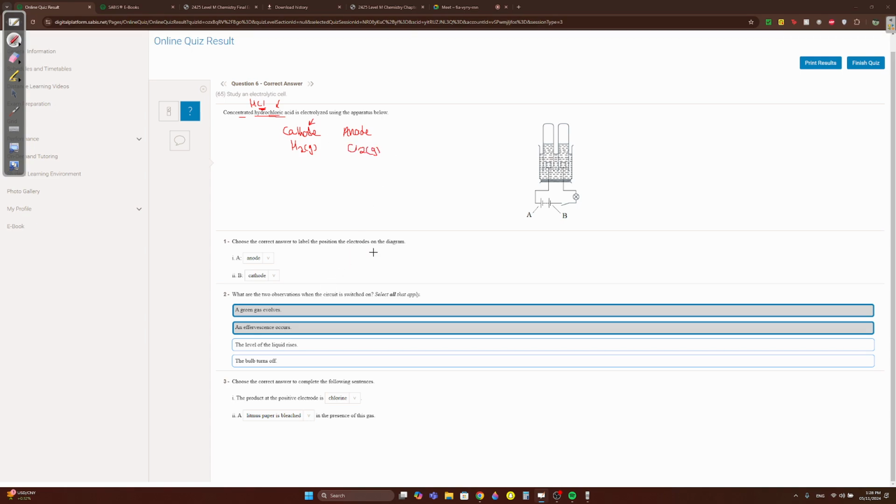So what's going to happen when you switch it on? We're going to get these two. If it's a gas, effervescence. And chlorine is yellow-green, so a green gas will evolve. Level of liquid rise, all this, we don't care about this. The product at the positive electrode is what? The anode. What do we get at the anode? Cl2. And how do you test for the presence of chlorine? It bleaches litmus paper, you guys know.